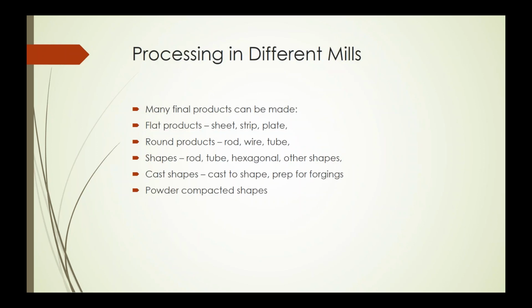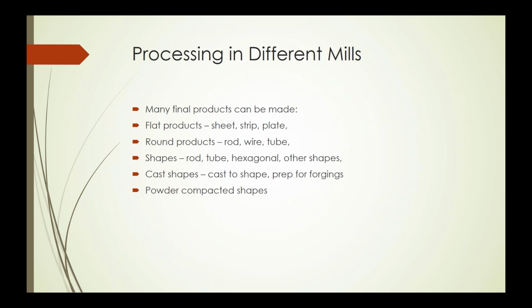Well, processing in different mills takes place in different ways, obviously. Not everyone makes all shapes, sizes of materials. Many final products can be made, like flat products. Sheet, strip, plate. Usually start, as I said earlier, with a cake. You roll that down, and if you don't go too far, you can make a plate. If you roll it down further, you make sheet, or can make sheet. And if you slit that into narrower widths, you make strip.